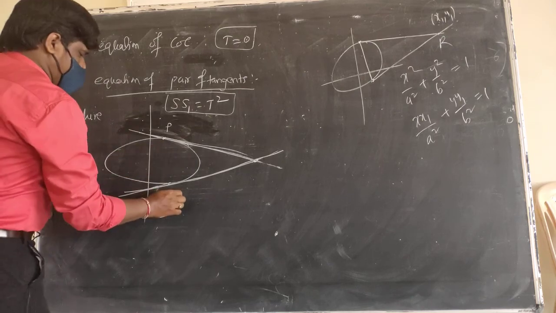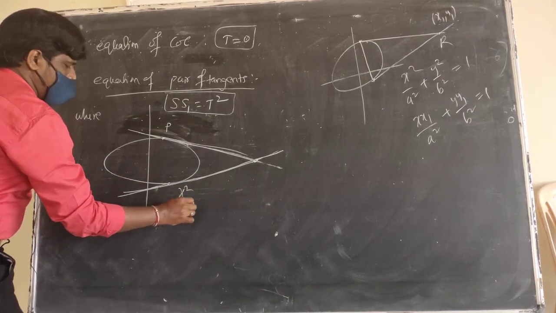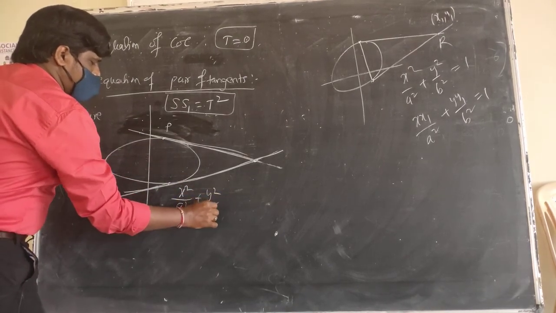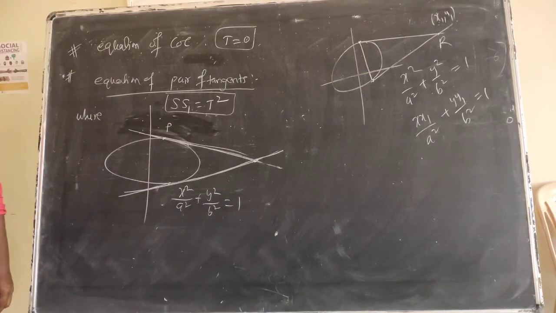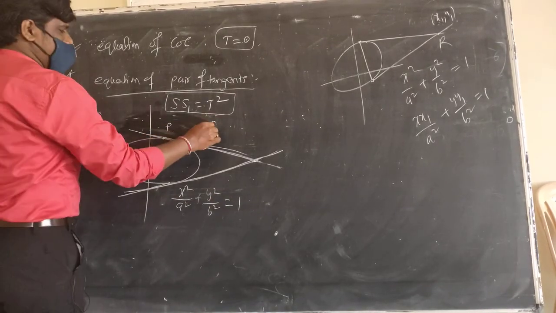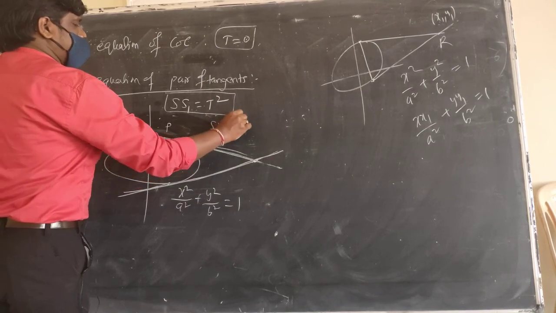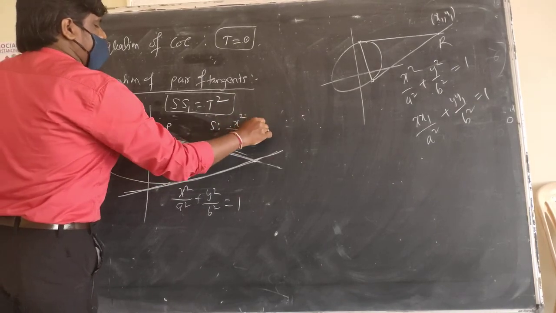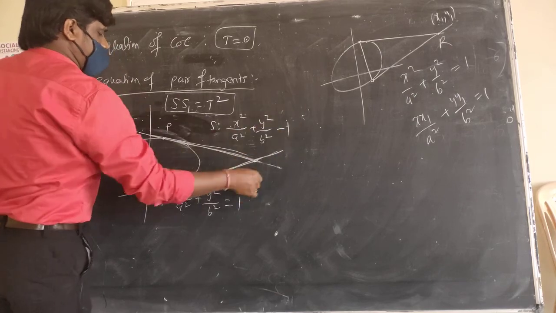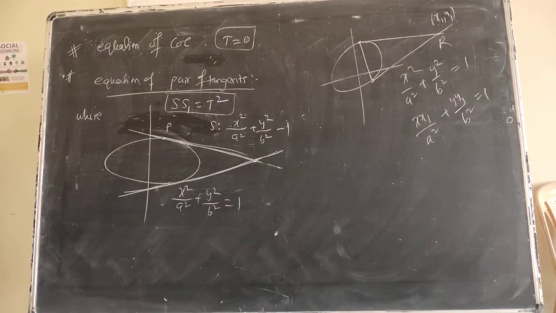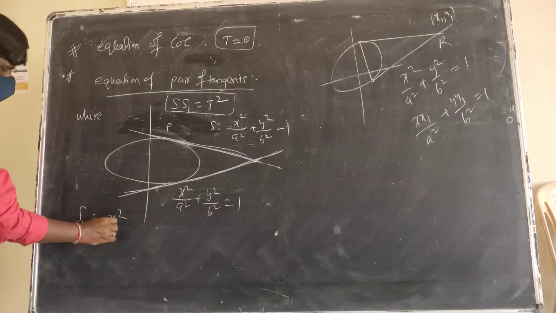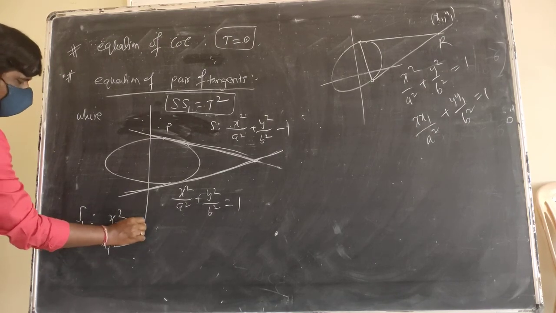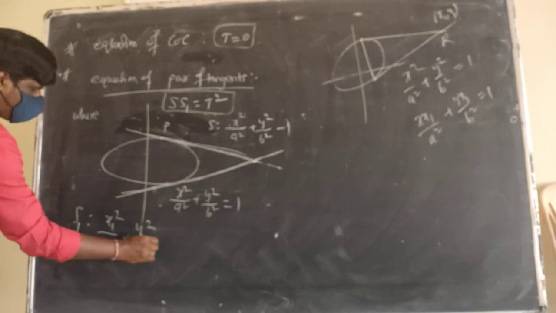So what is the equation of the ellipse? x square by a square plus y square by b square is equal to 1 is the equation of the ellipse. So S means x square by a square plus y square by b square minus 1. Plus 1 we send to this side, minus 1. What is S1? Tell me: x1 square by a square plus y1 square by b square minus 1.